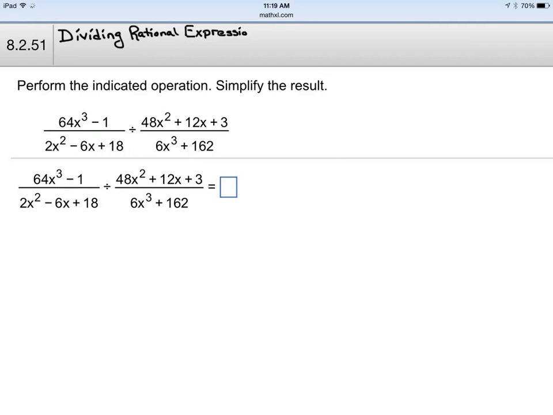This is going to be an example of dividing rational expressions. When dividing fractions, we rewrite them as multiplication. So if I examine this problem, I want to rewrite this as a multiplication problem. We keep the first fraction the same, change division to multiplication, and do the reciprocal of the second fraction.